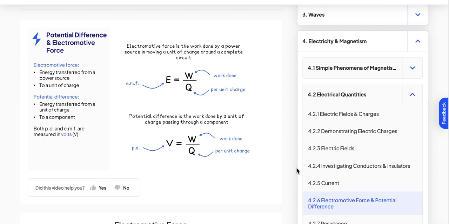Things get a little more complicated when you get to A level, but for now they are essentially the same thing, numerically speaking. The difference is that EMF is the energy transferred to the circuit, and potential difference is the energy transferred away from the circuit. You only need to know these equations if you're studying the extended content.